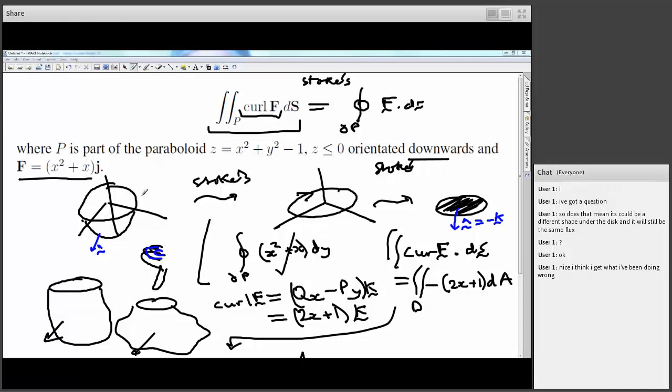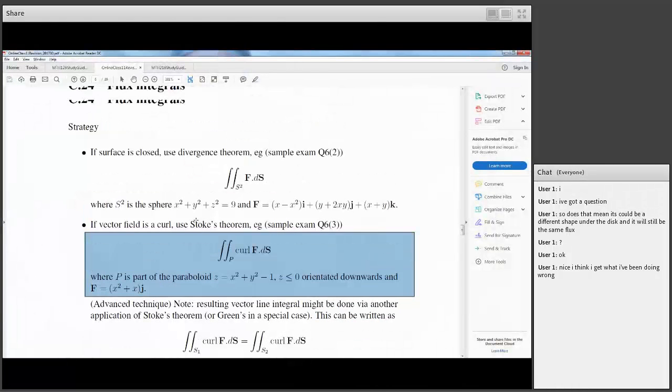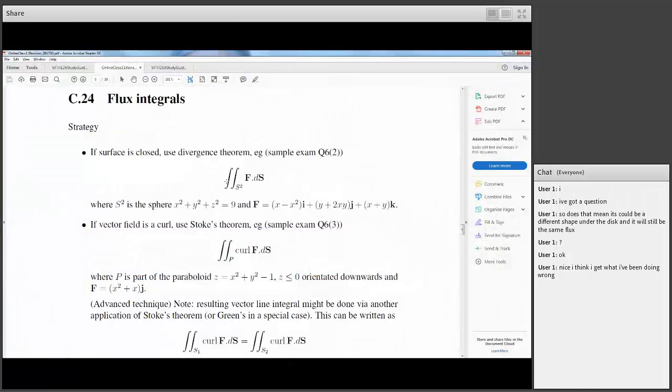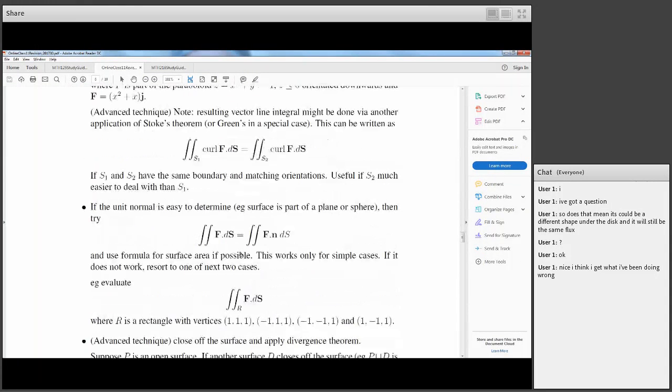Okay, so if you can't use the divergence theorem and you can't really use Stokes' theorem either, what do you end up having to do? Well, sometimes in simple cases you can get away with going, well, the flux integral really is the unit normal times by F, and if the unit normal has a really easy, simple formula to work out, which is what I did just here.